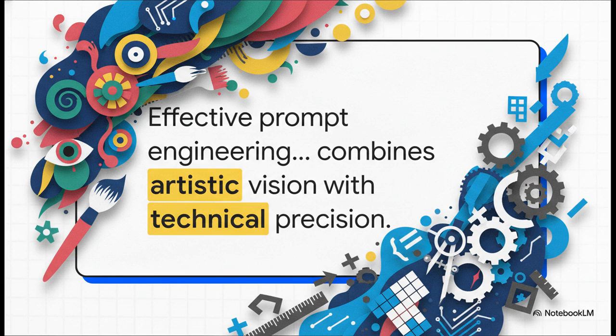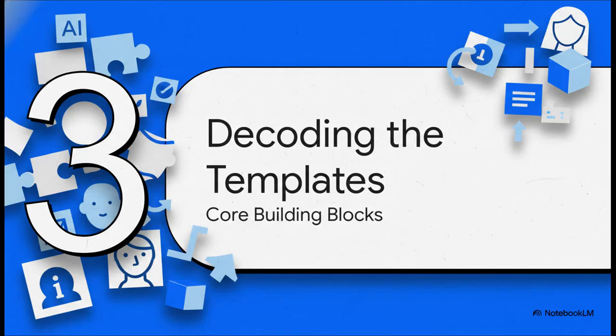Exactly. That's the key right there. It's a blend of two different worlds. You need the artist's eye for sure, but you also need the engineer's precision. The source material couldn't be clearer on this. If you can master both of these, you unlock the AI's true potential. Okay, so that's the theory. But how do you actually apply this skill?